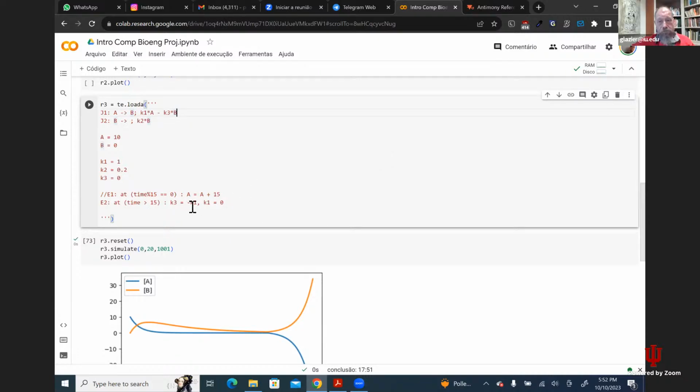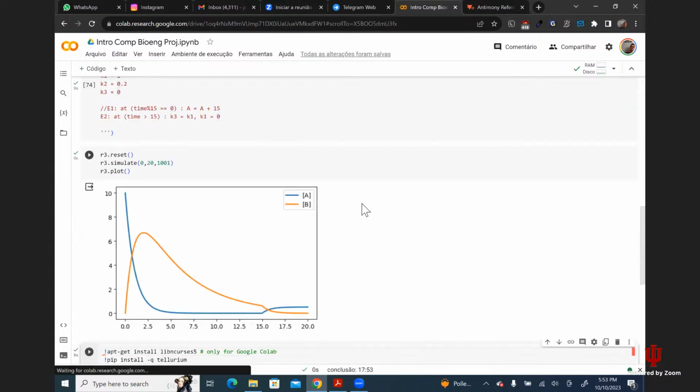Oh, you did, that's what I have to do. K3 equals K1 without the minus sign. And then K1 is 0, and then it should work. Yeah, that's it. You invert what's happening here.